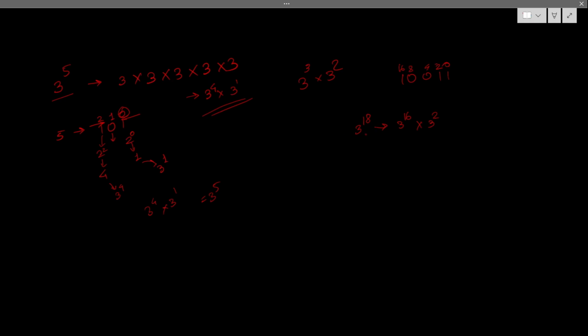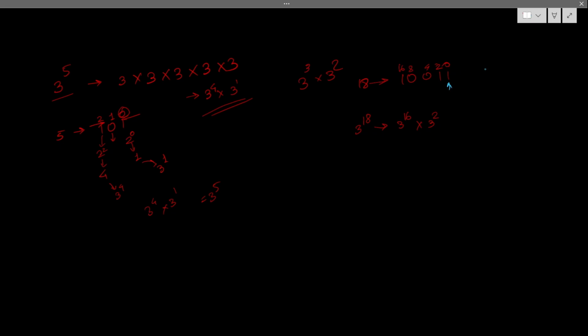Now what can I do? This is the binary representation of 18. Now I go index-wise. I am iterating index by index. The 0th index is the last binary digit, so it is 0, then 1, and so on.